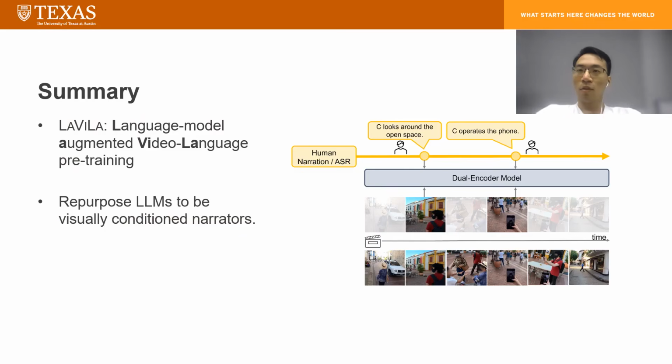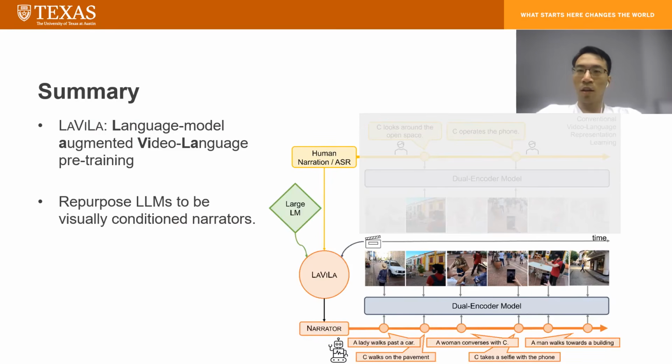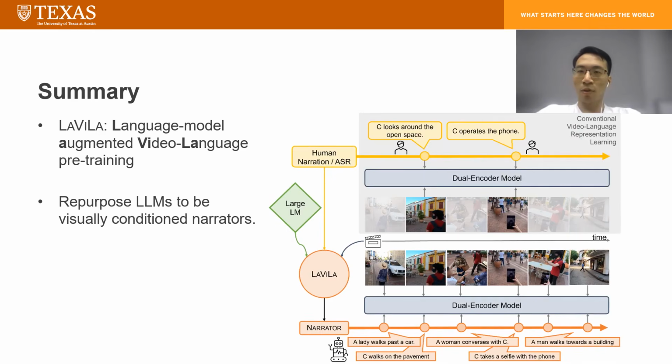In this work, we focus on training video language models from video text pairs. We propose LaViLa, a new approach to learn video language representations by leveraging large language models. We achieve this by repurposing pre-trained large language models to be conditioned on visual inputs, and then fine-tune them with the human narrations to become automatic video narrators.